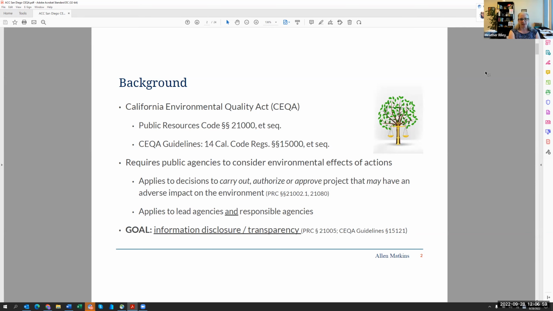Ceqa's main purpose is to allow public agencies to consider the environmental effects of actions. Seems very basic right there at the front. It applies to decisions to carry out, authorize, or approve projects that may have an adverse effect on the environment. May is italicized, and obviously that's important. It's not that will have an environmental impact, it's may. So it's a very broad section on purpose. Ceqa applies to lead agencies and responsible agencies, and we'll talk a little bit about that in a minute.